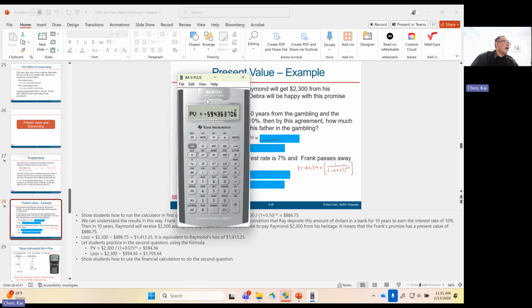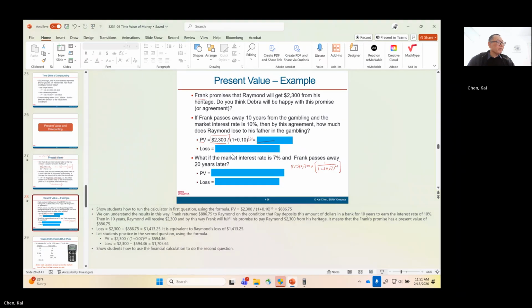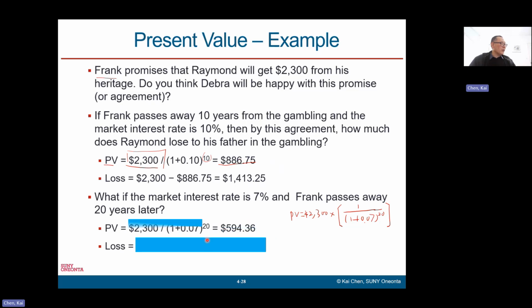Now let's go back to the slides. So here, this is the answer in the first question, and these are the answers in the second question. Exactly, we get these numbers by calculation.